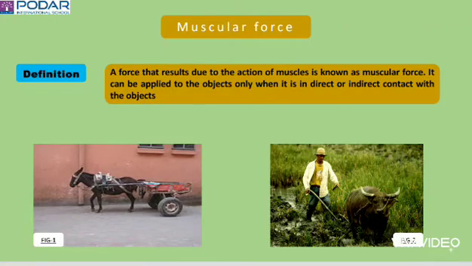In figure 1, you can see a horse is used to run a cart by applying muscular force. Similarly, in figure 2, you can see a buffalo is plowing a farm by applying its muscular force.